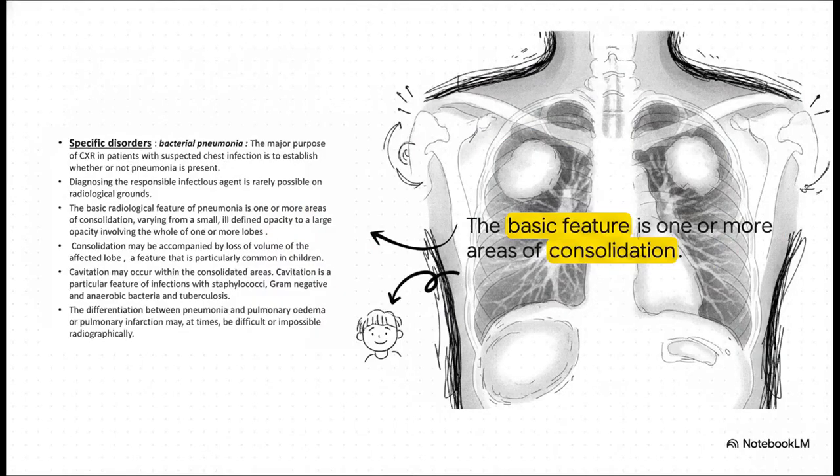Notice how perfectly this summarizes the basic radiological feature of pneumonia. It's simply one or more areas of consolidation. And this can be anything from a tiny fuzzy patch all the way up to a massive whiteout taking over an entire lobe of the lung. It's also worth noting that this consolidation can sometimes show up alongside a loss of lung volume, something you'll actually see quite a bit in pediatric patients.